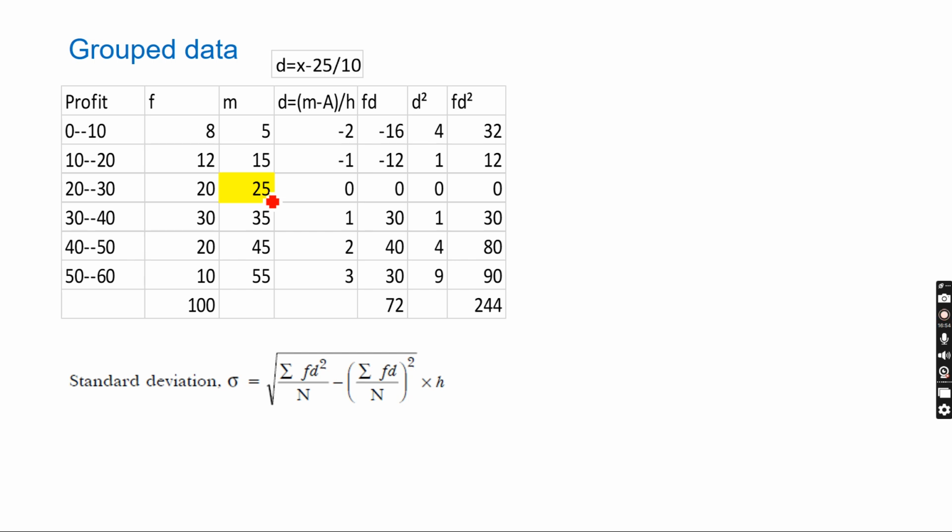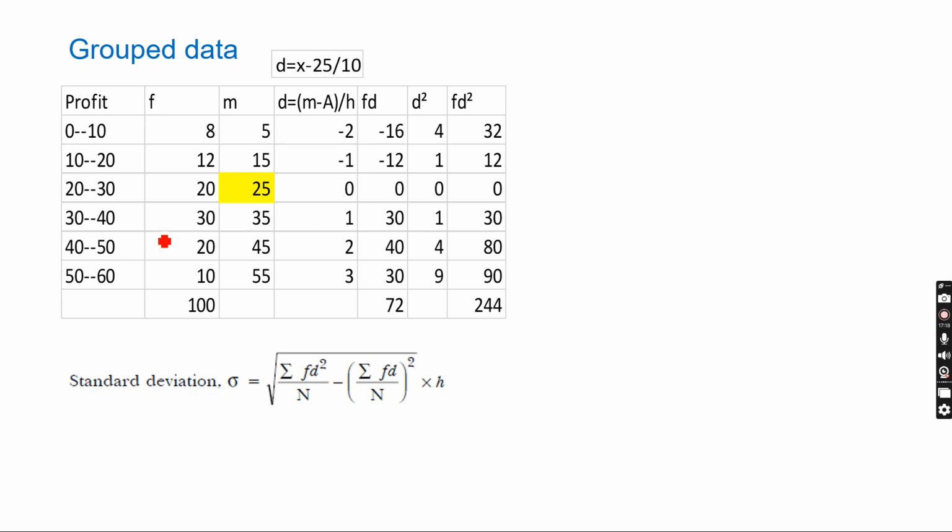Normally, I suggest take the middle value. So 5 minus 25 is minus 20 divided by h, which is 10. So if you notice here, 5 minus 25 upon 10 is minus 2. I take a square of that, minus 2 square is 4. Now FD is your frequency multiplied by D. 8 into minus 2 is minus 16. 8 into 4 is 32.